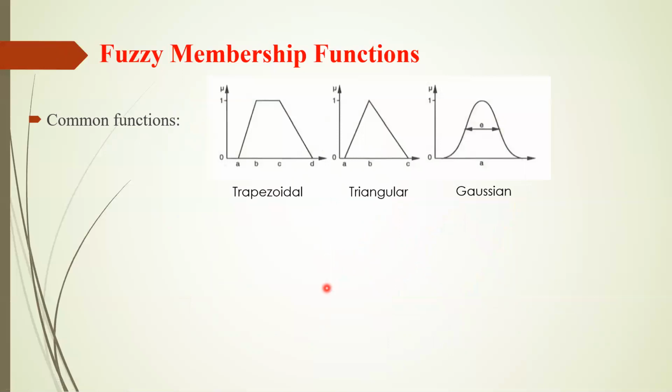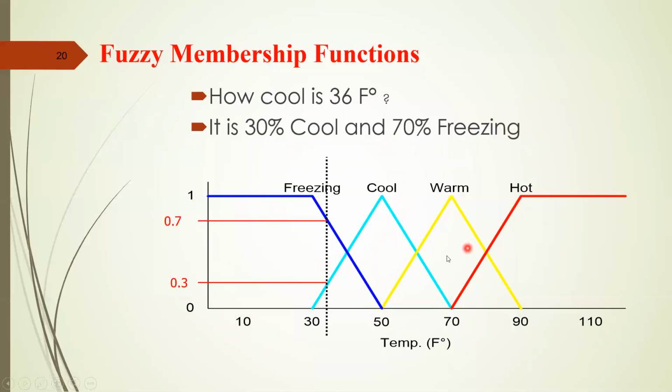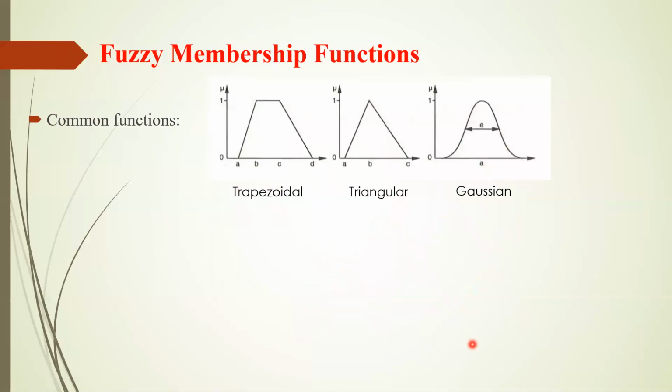The membership functions play a vital role in the overall performance of fuzzy representation. Among numerous forms of fuzzy membership functions, three shapes are commonly used: trapezoidal, triangular, and Gaussian. In the previous example, we have used the triangular membership function.